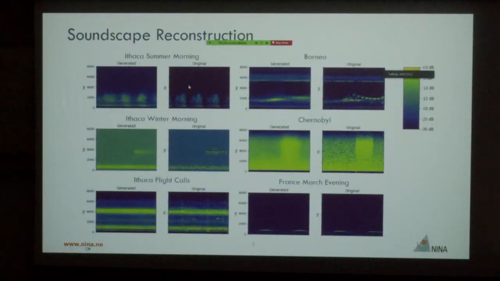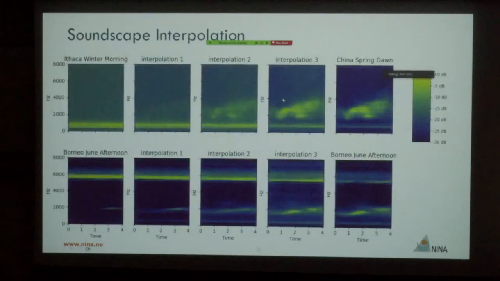So here's some of the generations from the pilot model. It's quite good in terms of frequency, but struggles a little bit in terms of some staccato notes that are typical for birds, like in the Borneo example in the top right. And that could be because the data set itself has lots of drones, like in this Ithaca flight calls and cicadas and rain. So the model is sort of blurring out things a little bit.